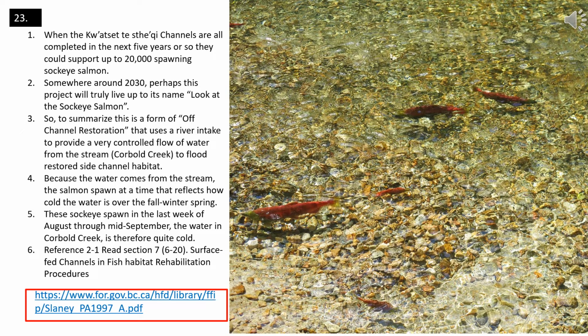So to summarize, this is a form of off-channel restoration, side channel restoration, flowing side channel restoration. It's a technique that we have used in the Upper Pitt for this form of sockeye. It would be appropriate in some rivers for certain forms of chum, but definitely in virtually all rivers for pink salmon. This is the type of habitat that pink salmon would seek out.